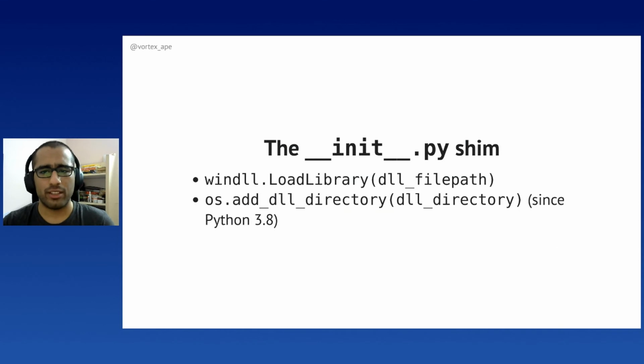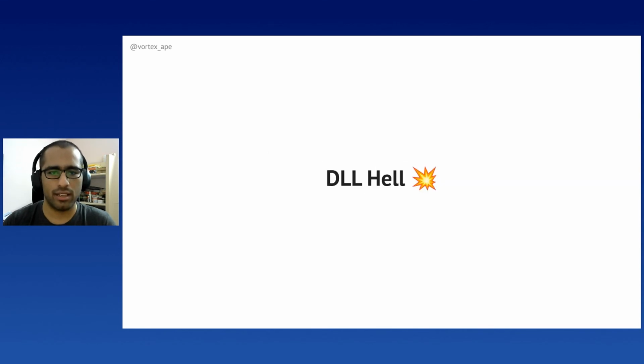In case your build process puts DLLs into another directory, which is not the same directory as your built extension module, you can use a windll.LoadLibrary function in your module's __init__.py to load the DLL before anything else happens. And since Python 3.8, you can also add a DLL directory to the DLL search path using os.add_dll_directory.